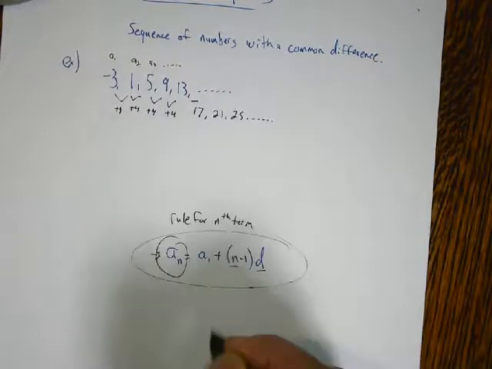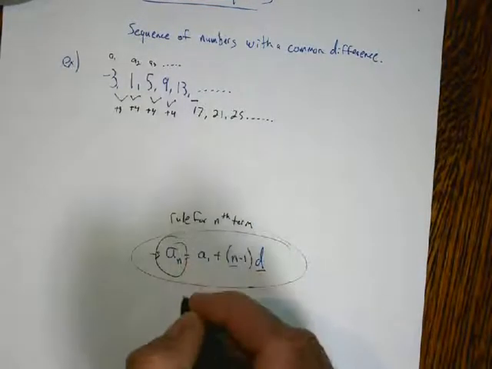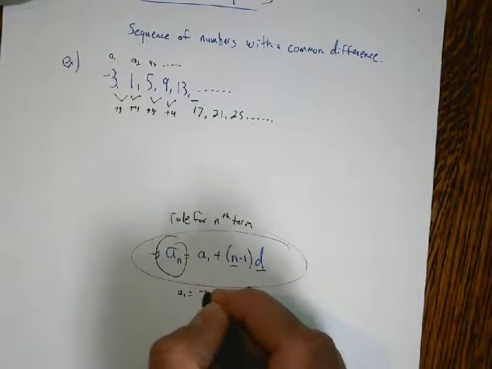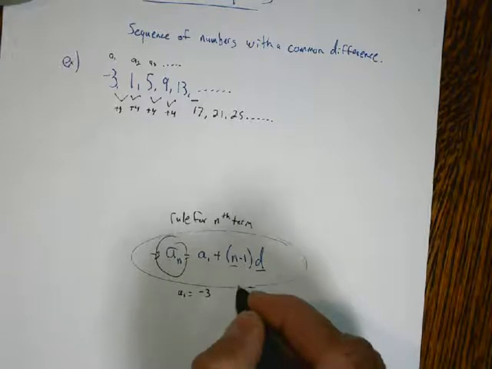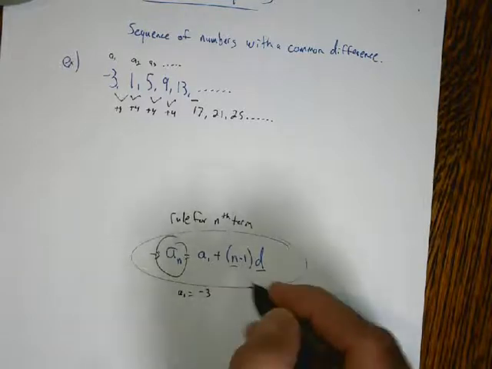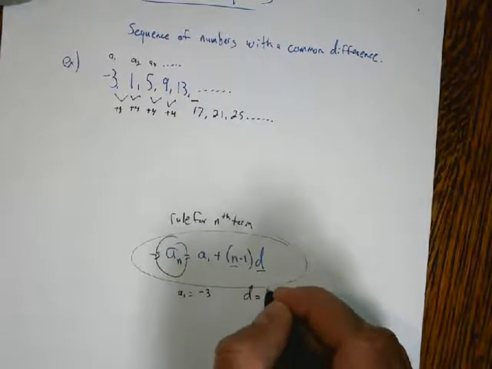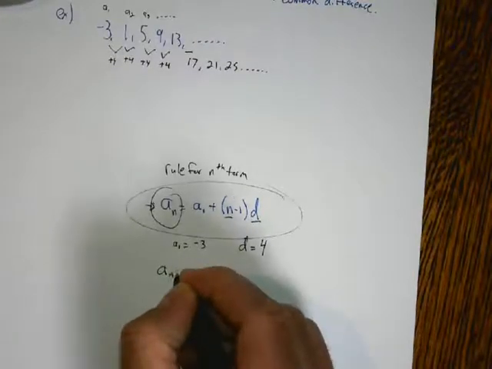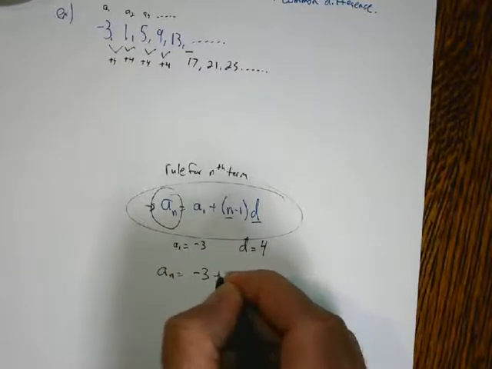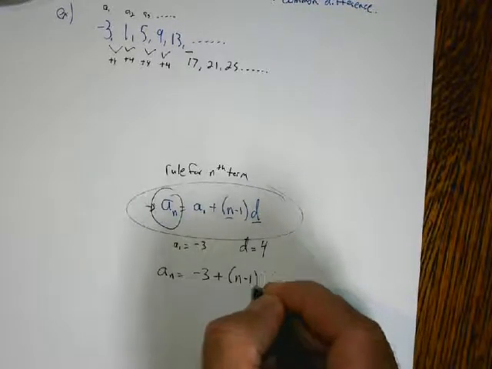We start with the first term. In this case here, our first term was -3. We don't know what n is because we're using that as our nth value. And then our d value is 4. So our nth rule would be first term, -3, plus n minus 1 times 4.